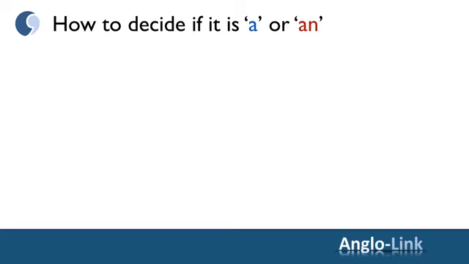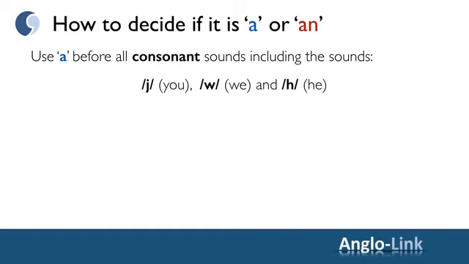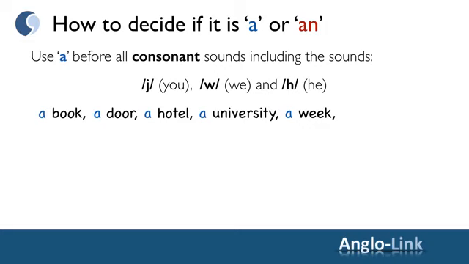Okay, now let's have a look at how we decide if it's a or an. Use a before all consonant sounds, including the sounds y as in you, w as in we, and h as in he. For example, a book, a door, a hotel, a university, a week, a yellow bag.